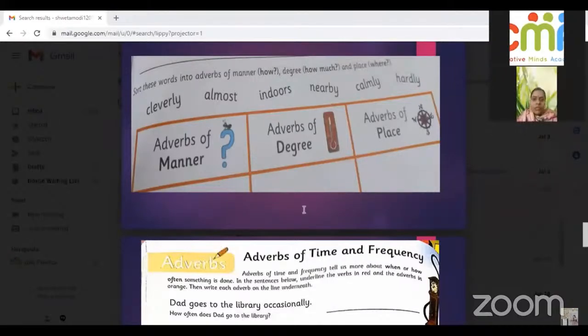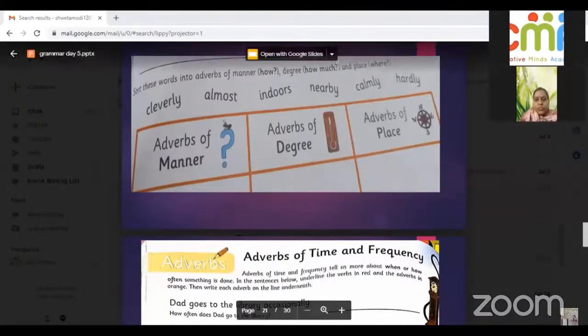Almost will be degree. Nearby and indoors as place. Nearby is place. Indoors will be place. Hardly is degree. So nearby is place. Indoors is also place. Calmly is manner. Cleverly is manner. Almost is degree. And hardly is also degree.